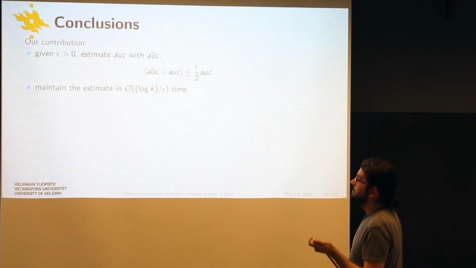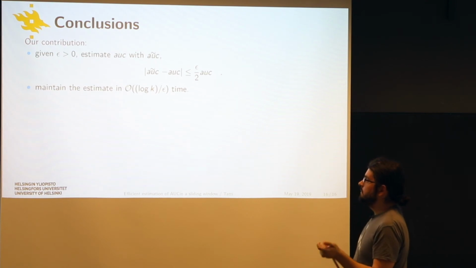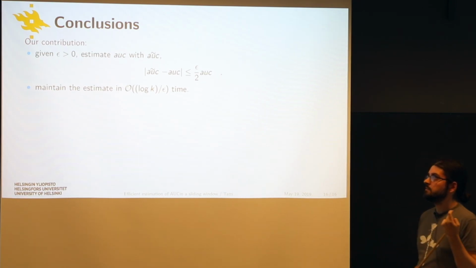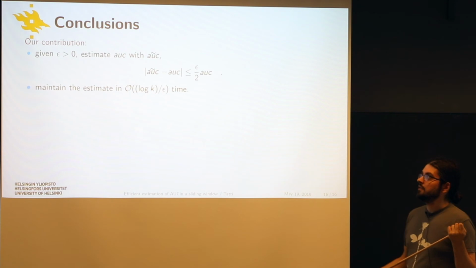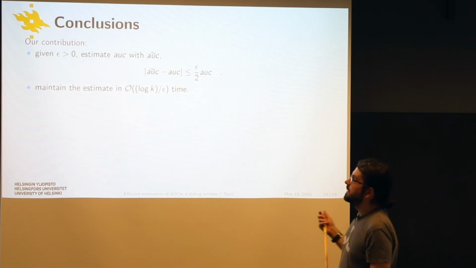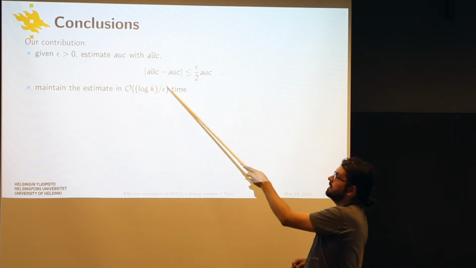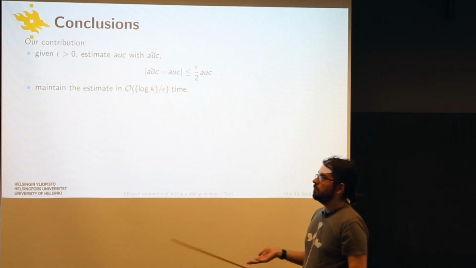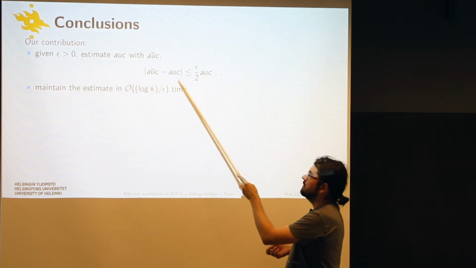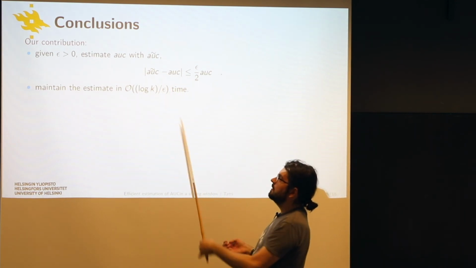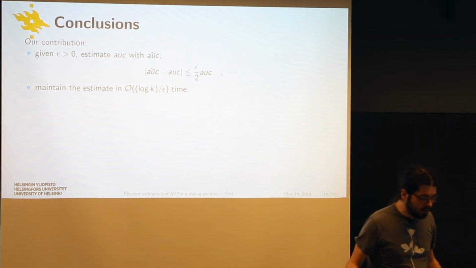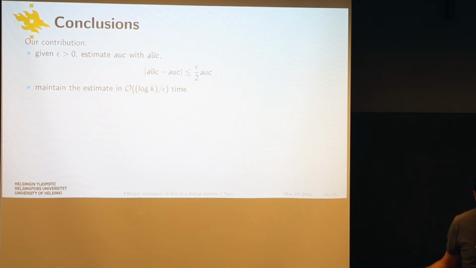Our conclusion is that we're given epsilon, which is a user parameter. We estimate AUC with a guarantee of epsilon divided by 2, so this is relative error. We can maintain this estimate in log k divided by epsilon time, whereas the exact would be k time, so linear time. So we do a little bit faster, and this can be significant if k is large enough.